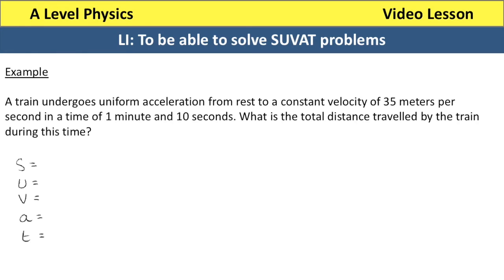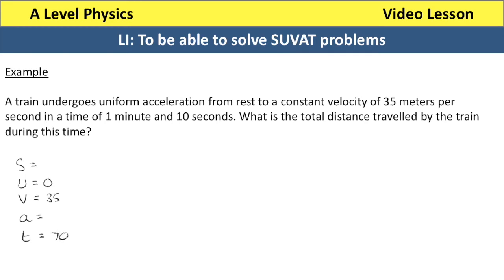But now we need to work out S, so let's look at what else we've got. It starts from rest, so U is definitely going to be 0, and it reaches a constant velocity of 35 metres per second, so V is going to be 35. Then I was told that the time is 1 minute 10 seconds, but remember that time is always used in seconds, so in 1 minute there are 60 seconds, so the total 60 add 10 is 70 seconds.